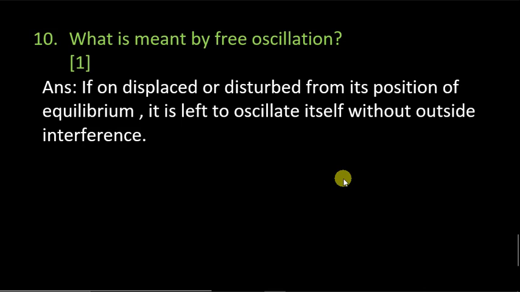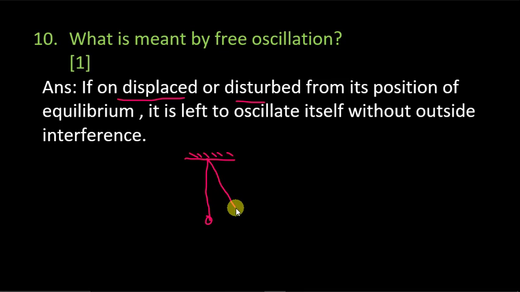What is meant by free oscillation? Free oscillation means if a body is displaced or disturbed from its position of equilibrium, it is left to oscillate by itself without outside interference. Say, a simple pendulum. Now if the simple pendulum is displaced, after displacement it makes a to and fro motion without outside interference. Such type of vibration is known as free oscillation or free vibration.